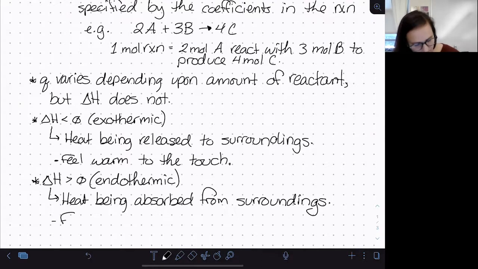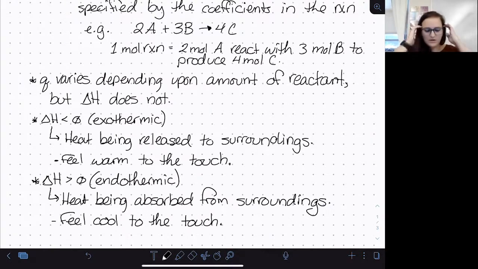And these generally feel cool to the touch. So again, these get cold or are perceived as cold because if you're touching that beaker again, and this time it feels cold, your hand is part of the surroundings. You experience the sensation of coldness in your hand because heat is being absorbed out of your hand and making your skin colder. So the reaction is absorbing heat from its surroundings and therefore feels cool, cools down the temperature in the area.